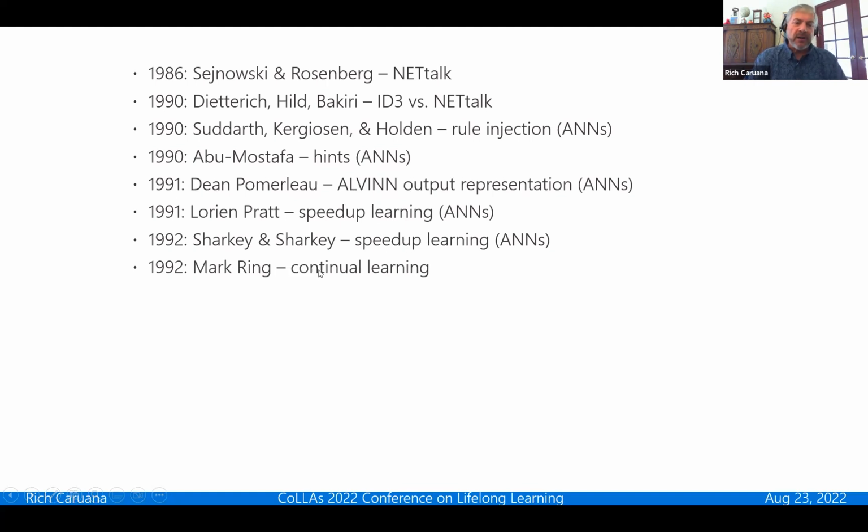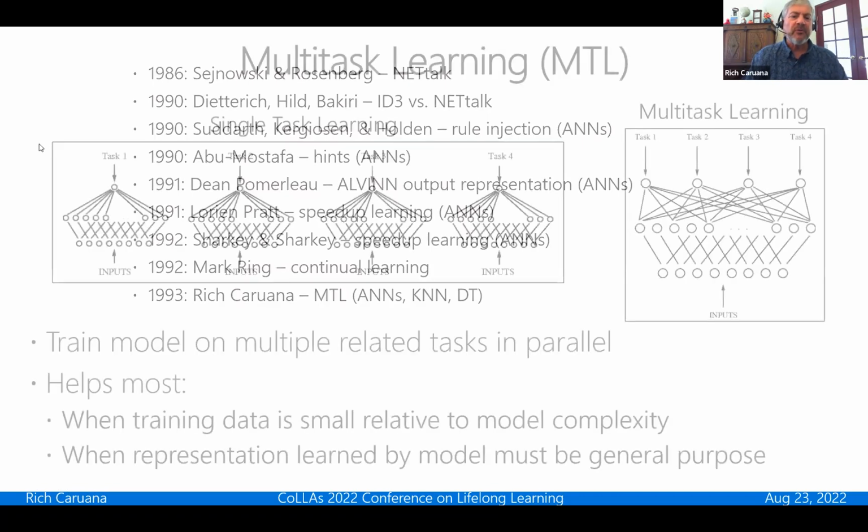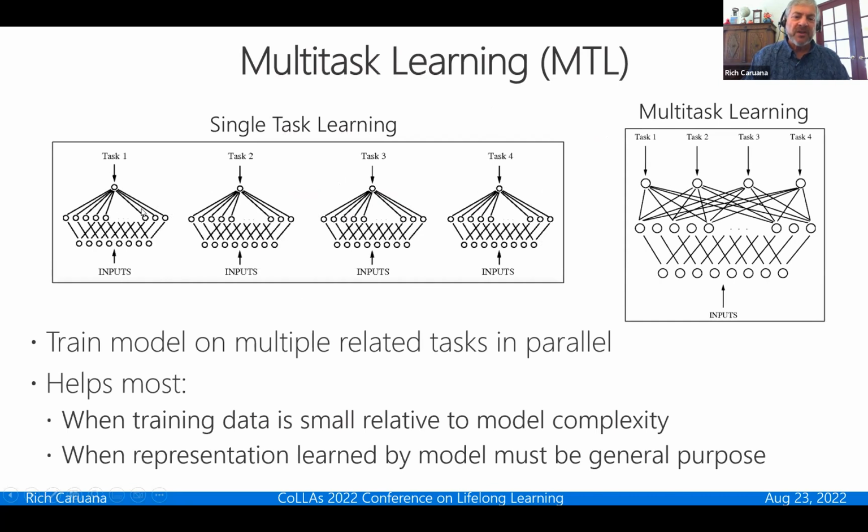Then Mark Ring, at about the same time, was working on what he called continual learning. He had a system called Child. And the whole idea was that the system would keep learning over time multiple tasks as it went forward. Then my work in '93 is perhaps the first work to really focus on what we would think of as single task learning versus multiple task learning. Like, what's the benefit of having multiple outputs on a neural net?